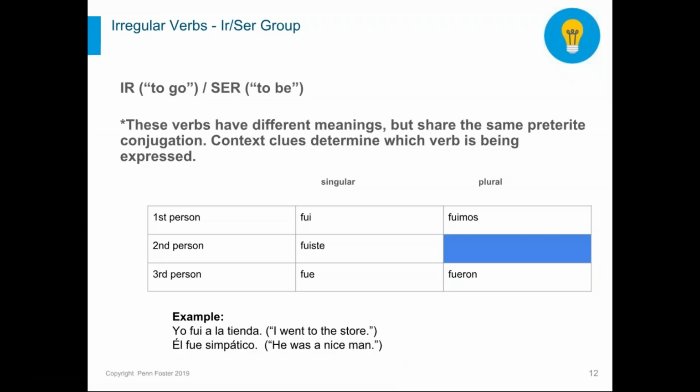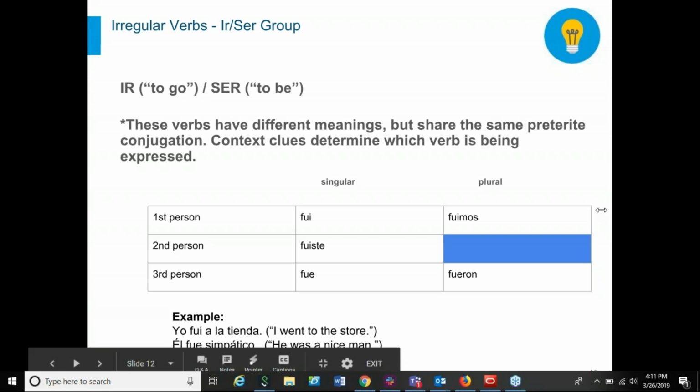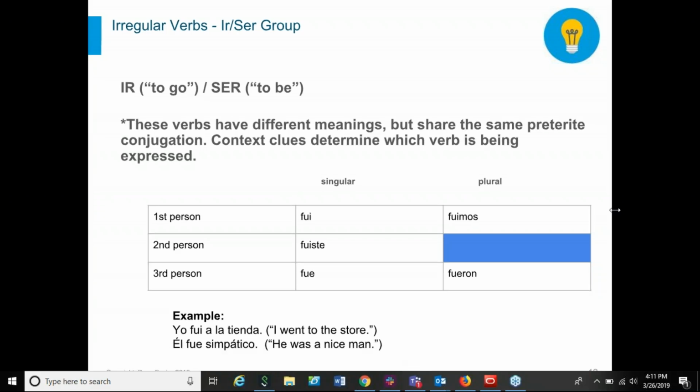So the first irregular group is known as the ir-ser group, and that's because the only two verbs within this group are ir and ser. Ir meaning to go, ser meaning to be. Just by looking at them, the nature of those verbs being 2 and 3 letters total should be a good clue as to why they are considered irregular. All right, and the unique thing about these is that they do share the same conjugation. Again, context clues are going to be what helps you determine which of the verbs is being expressed.